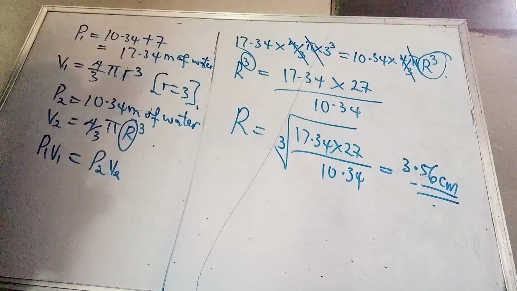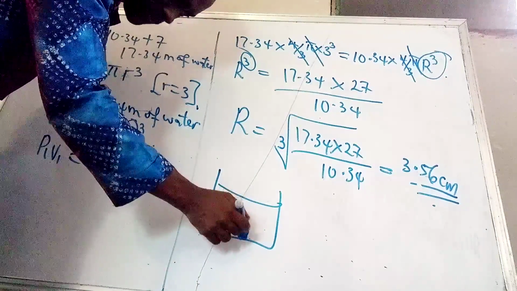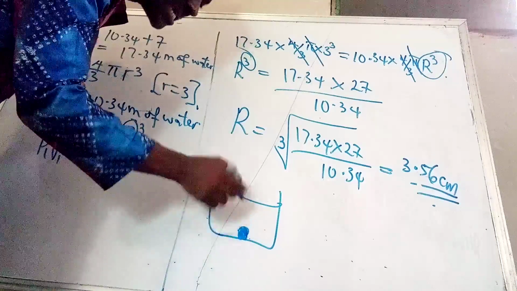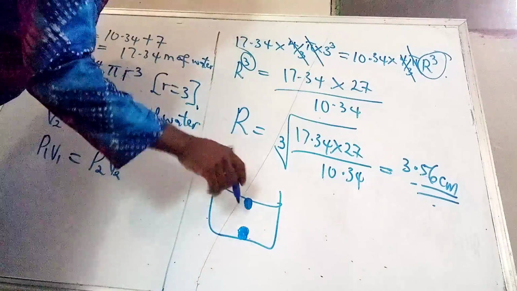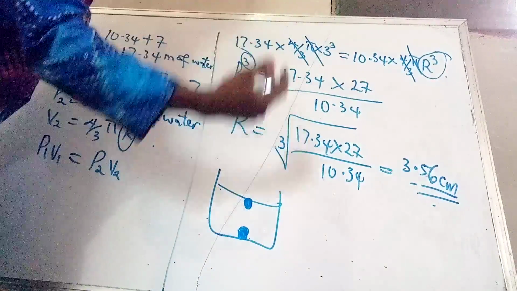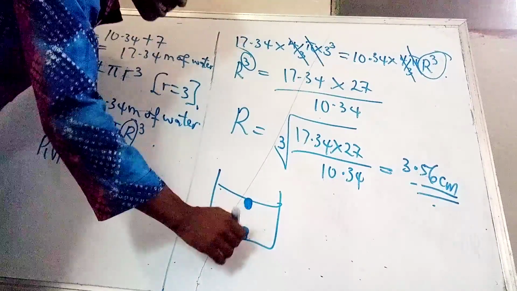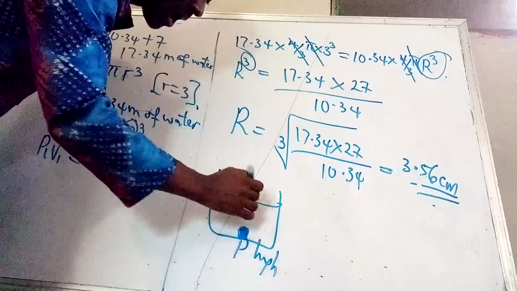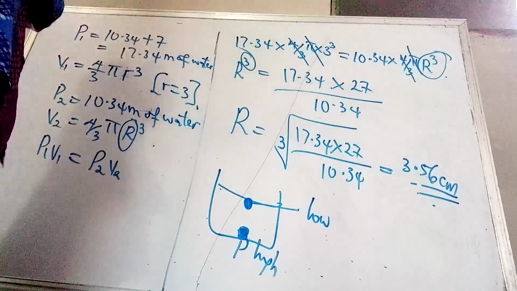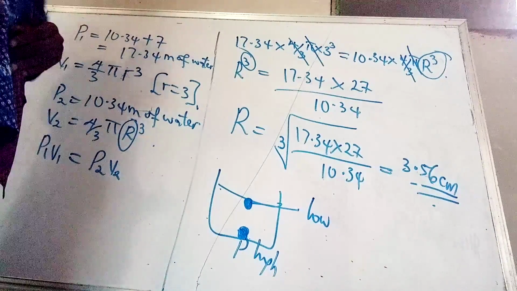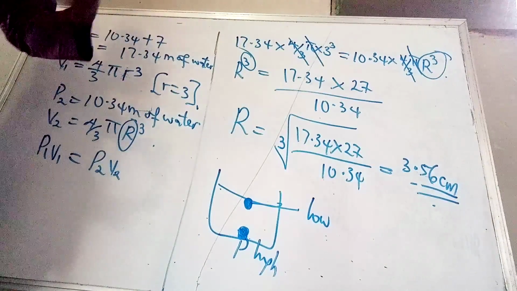Because the pressure exerted on the bubble at the bottom is higher than the one exerted on that same bubble at the surface. Why? Because pressure increases with depth, and it decreases with height. That means at the bottom, the pressure is high, while here it is low. And according to Boyle's law, volume is inversely proportional to pressure. That means the higher the pressure, the lower the volume, and vice versa.